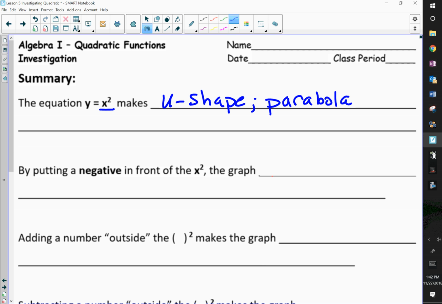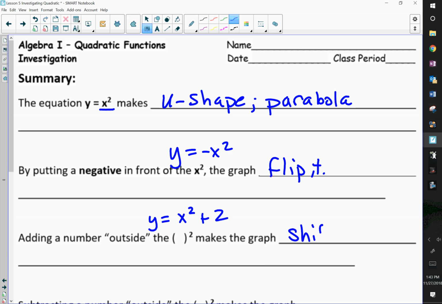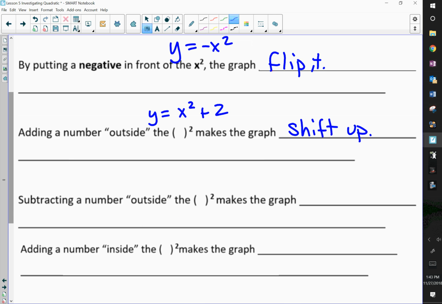By putting a negative in front of the x squared, like this, y equals negative x squared, all it does is flip the graph. When you add a number to the y equals x squared equation, and you can think of it like you're adding it to the outside of some parentheses, if you add a number like that, it's going to shift the graph up. When you subtract a number, it's going to shift the graph down.